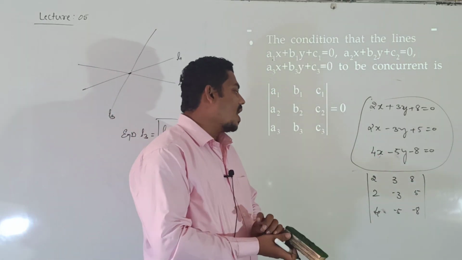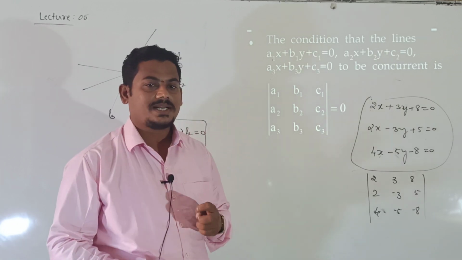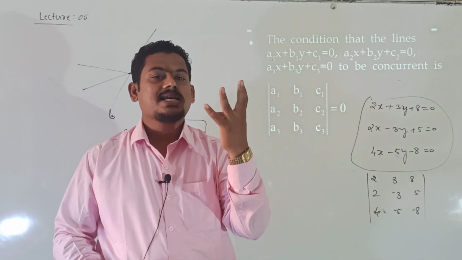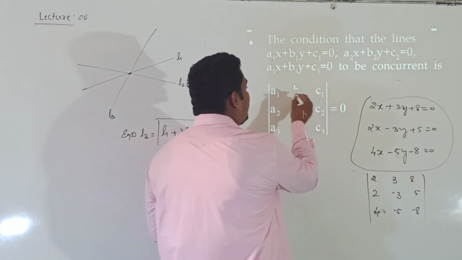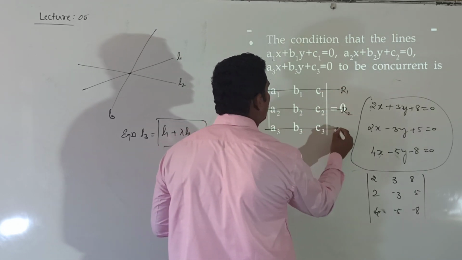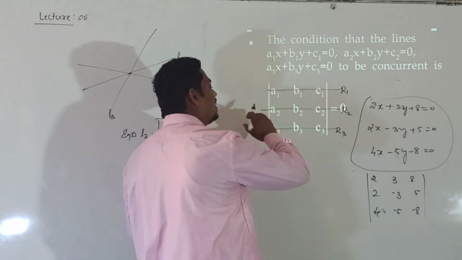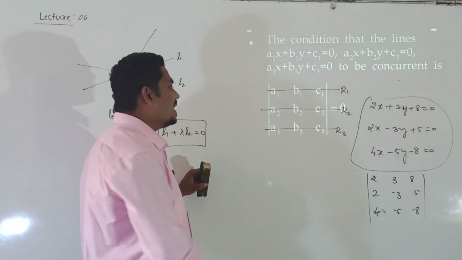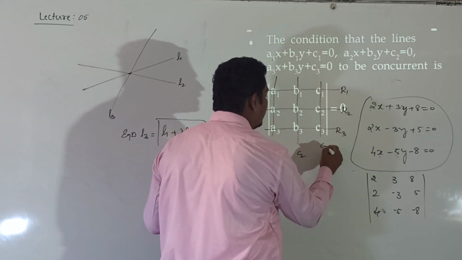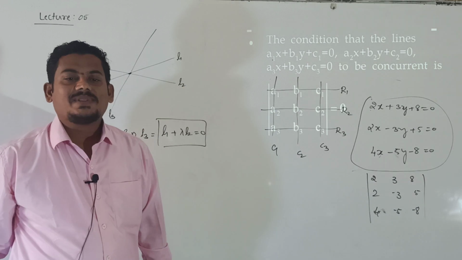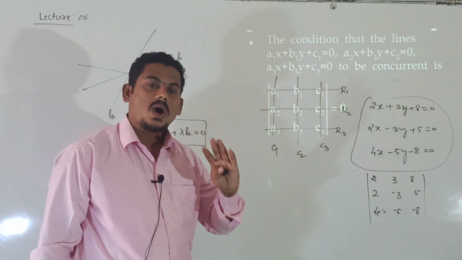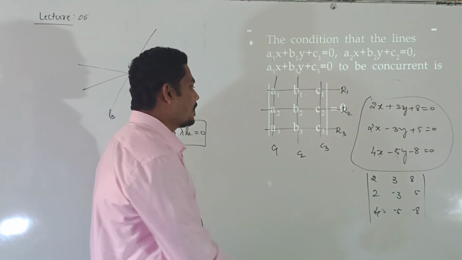And then I will tell you how to evaluate a 3 by 3 determinant. 3 cross 3 means 3 rows and 3 columns. Clearly this is row 1, row 2 and row 3. Horizontal lines are called rows and vertical lines are columns: column 1, column 2 and column 3. If the determinant of their coefficients is equal to 0, then the lines are concurrent. I will tell you how to evaluate a 3 by 3 determinant.